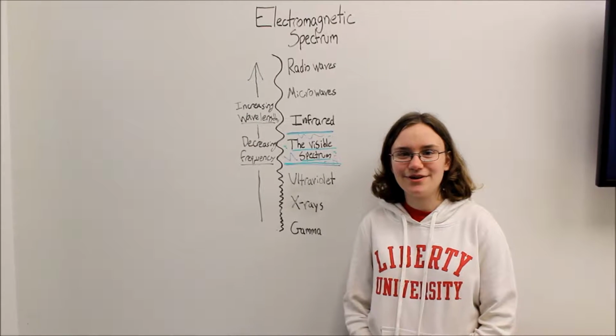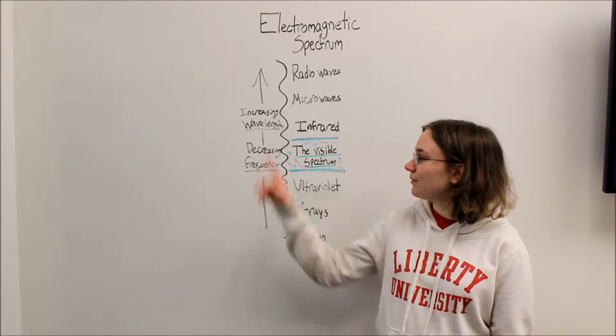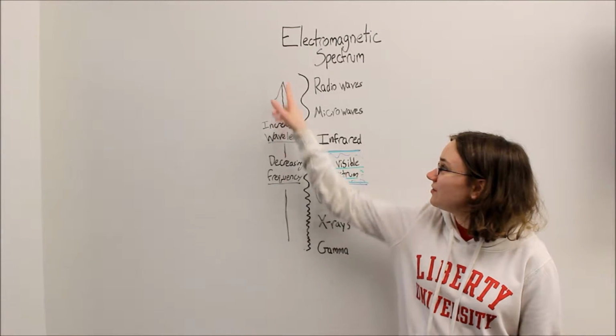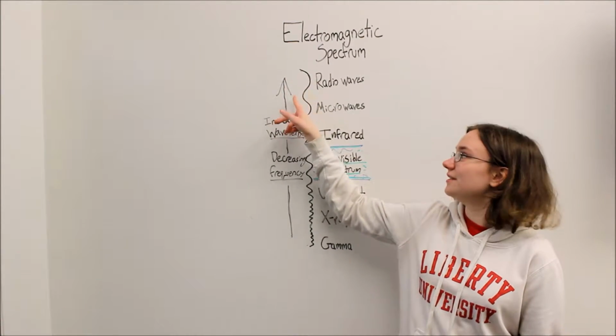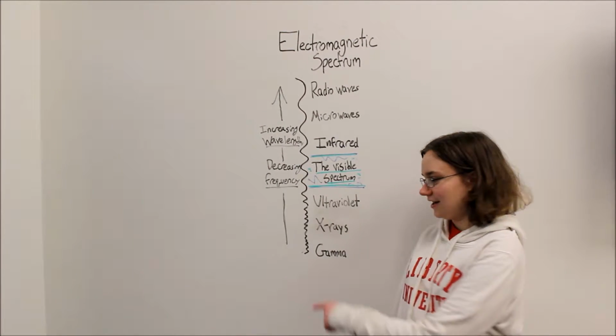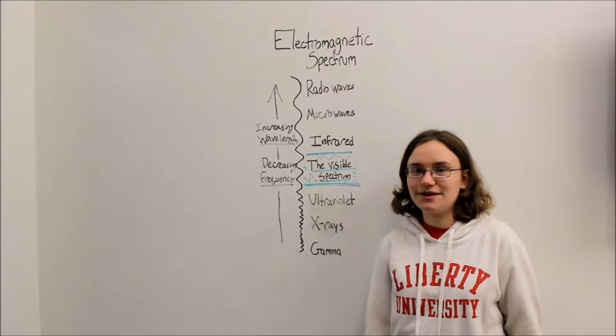Light acts like a wave. Different kinds have different wavelengths and frequency. As you can see, the larger the wavelength, the lower the frequency. Fewer waves go by if they're bigger. The more powerful kinds of light have a higher frequency and lower wavelength.